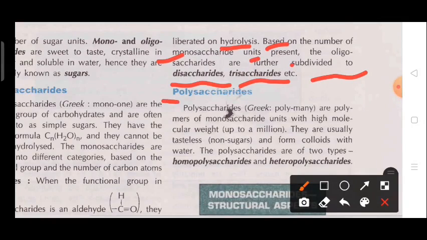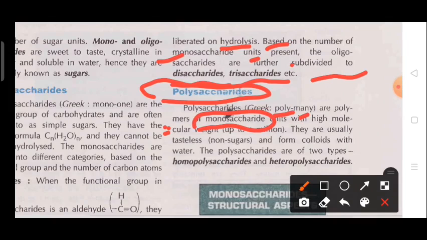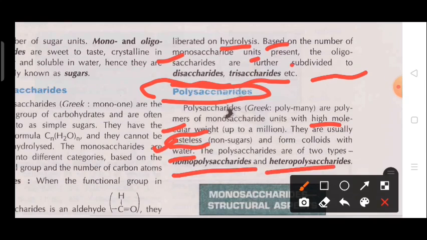And the last category of carbohydrate is polysaccharide. As the name suggests, poly means many. Polysaccharides contain many monosaccharide units with a high molecular weight. Okay, as they have many monosaccharides, their weight will be more. They are usually tasteless because these complex sugars are tasteless and form colloids with water. Okay, they cannot easily dissolve in water. Polysaccharides are further classified as homopolysaccharides and heteropolysaccharides.